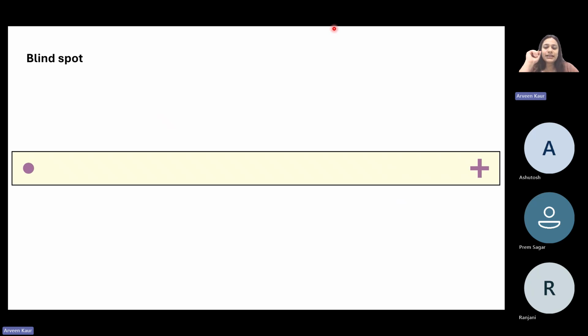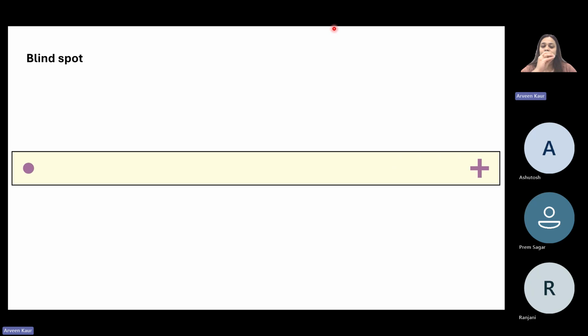Now, what the activity is that you have to look at the plus sign only. In your peripheral vision, you will still be able to see the circle, right? But if you lift your laptop or your tablet or your phone, whatever you are viewing this on, and you try to reduce the distance of viewing, right? There will become a point at which when you are focusing your attention to the plus sign, you will no longer be able to see the circle in your peripheral vision. That is where the blind spot is, right?